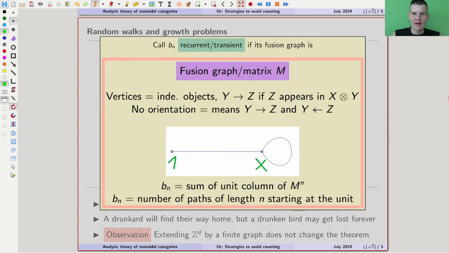Okay, so what does this have to do with our problems? Let's call one of our problems recurrent, respectively transient, if its fusion graph is. We have a fusion graph associated to our problem, and we just use the same terminology as from random walks. So this one, for example, is recurrent because it's finite.